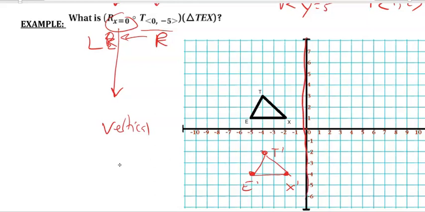So this is 2 units away. I'm going to go 2 units away and put X double prime. This is 1, 2, 3, 4 units away. I'm going to go 1, 2, 3, 4 units away, and I'm going to call that T double prime. And then you can figure out the distance for E. I'm just going to say it is 3 units away from X. 1, 2, 3. And that's E double prime. Some people like to shade it in afterwards, just to say that's my final.